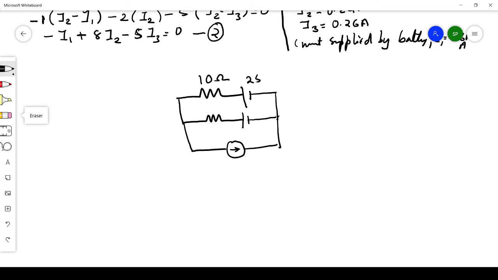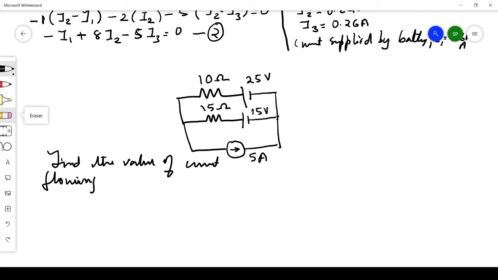So 10 ohm, here it is 25 volts, then here it is 15 ohms, then here you have 15 volts. Okay, then you have a 5 ampere supply. So the question is: find the value of current flowing through the 10 ohm resistor in the circuit. Okay, so we are supposed to find the current flowing through the 10 ohm resistor.